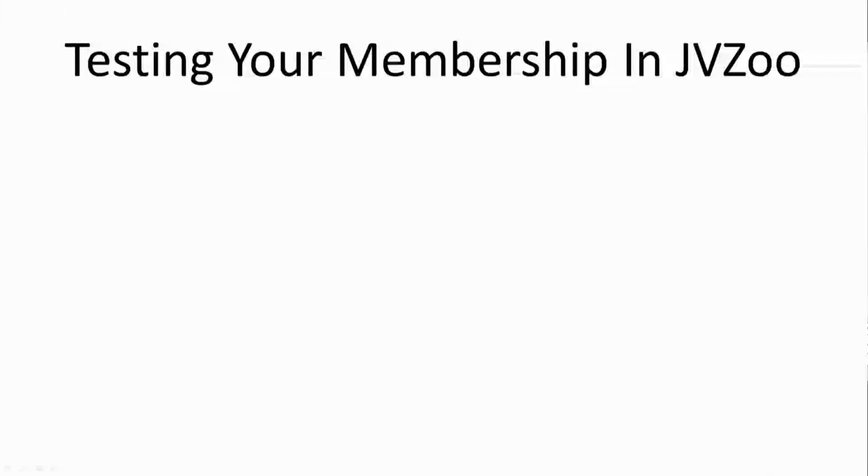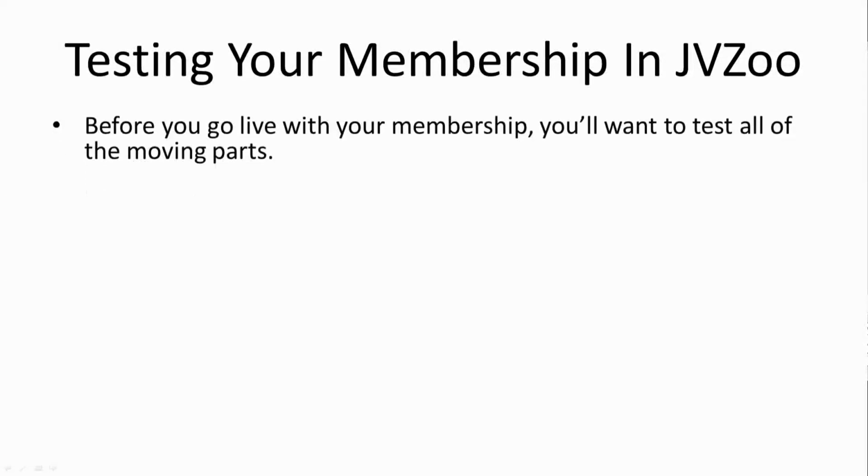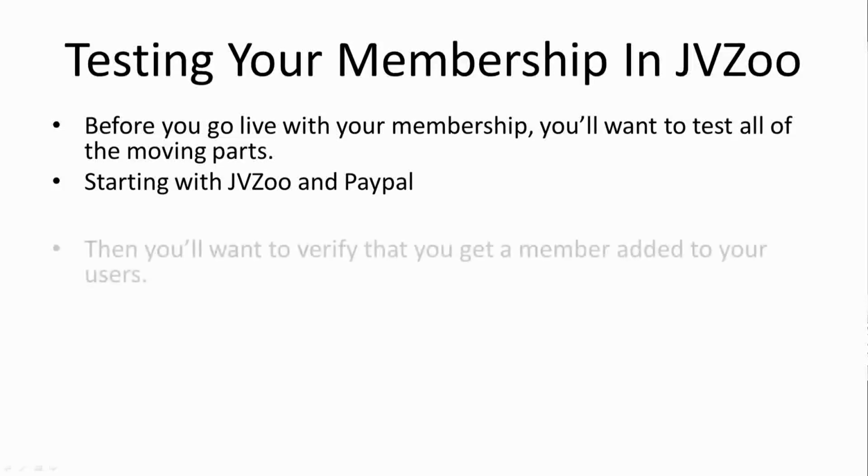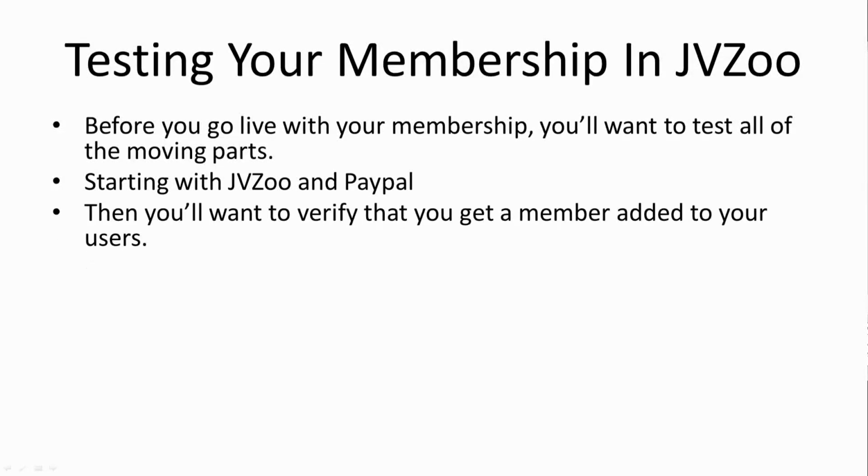Welcome back. Now in this video, we're going to be talking about testing your membership in JVZoo as well as in your WordPress installation. Now before you go live, you'll want to test all of the moving parts of your membership. And you're going to start with JVZoo and PayPal, and we're going to show you how to do that here in a minute. You're also going to want to verify that you get a member added to your user section.